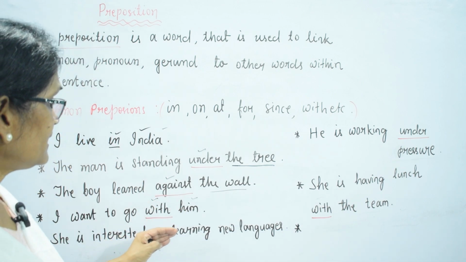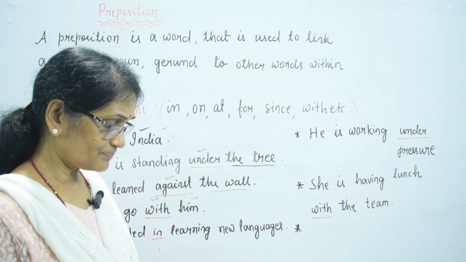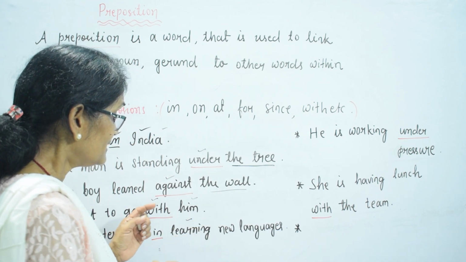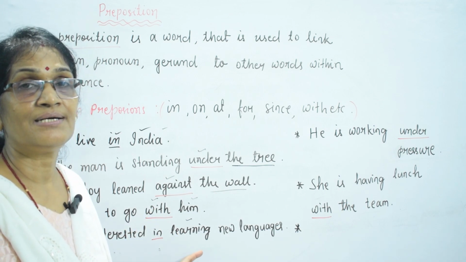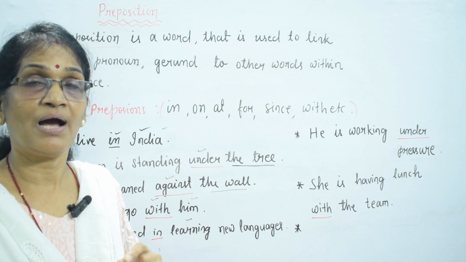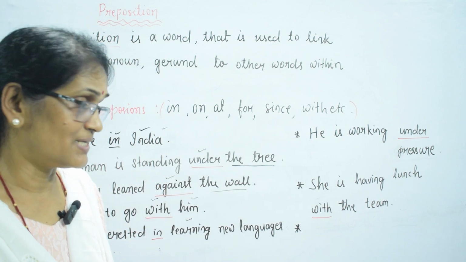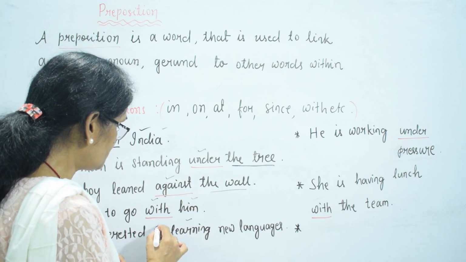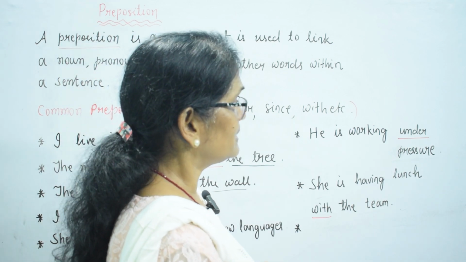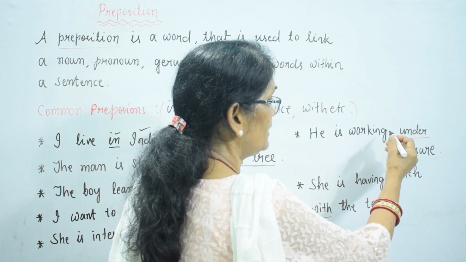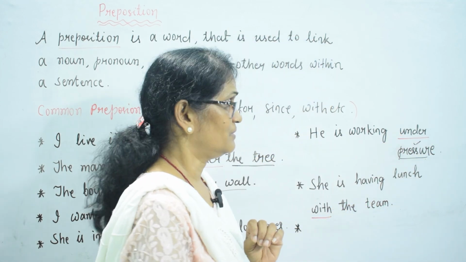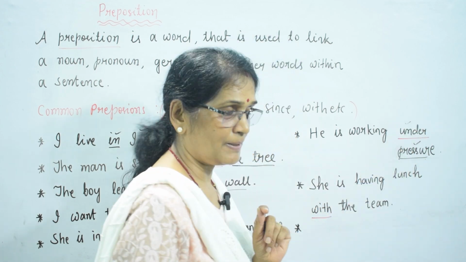She is interested in learning new languages. In learning. Here, learning is the ing form of a verb that acts as a noun. When the ing form of a verb acts as a noun, that is a gerund. Before a gerund, we use a preposition, right? In learning. He is working under pressure. Under, before pressure. Pressure is a noun, an abstract noun. Before a noun, we use a preposition.